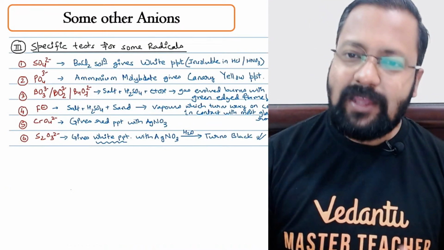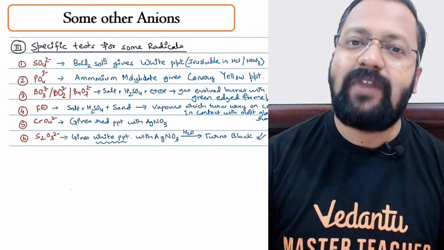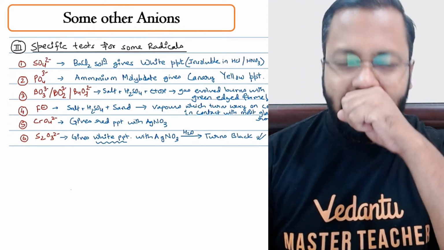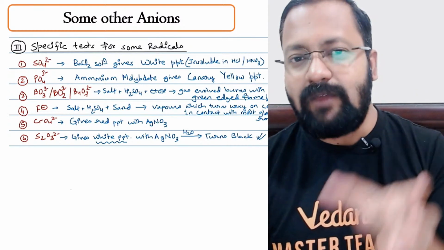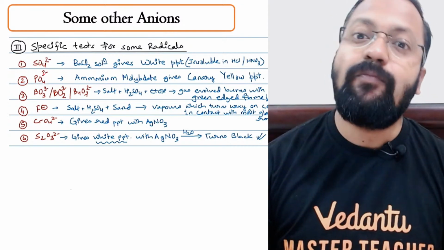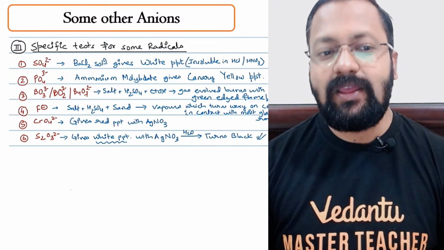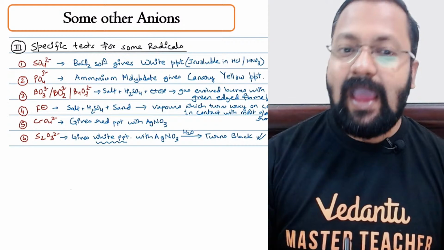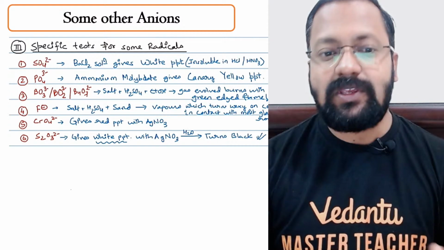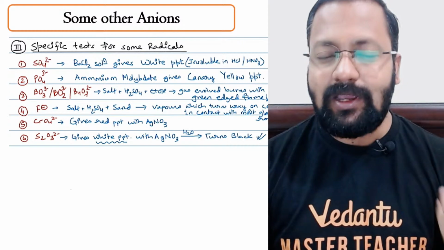Okay, there are some other anions which have very specific tests. For example, sulfate. For sulfate we add barium chloride in the solution to give a precipitate of barium sulfate. For phosphate we add ammonium molybdate. Ammonium molybdate gives a canary yellow precipitate. For borates we add alcohol and H2SO4, and the gas which is evolved burns with a green flame or green edged flame.